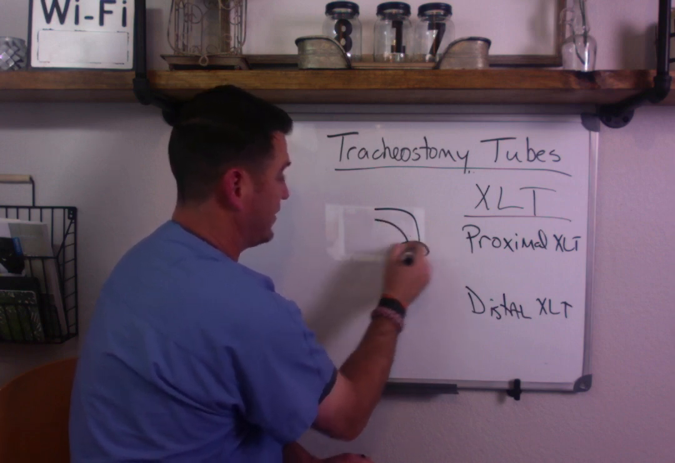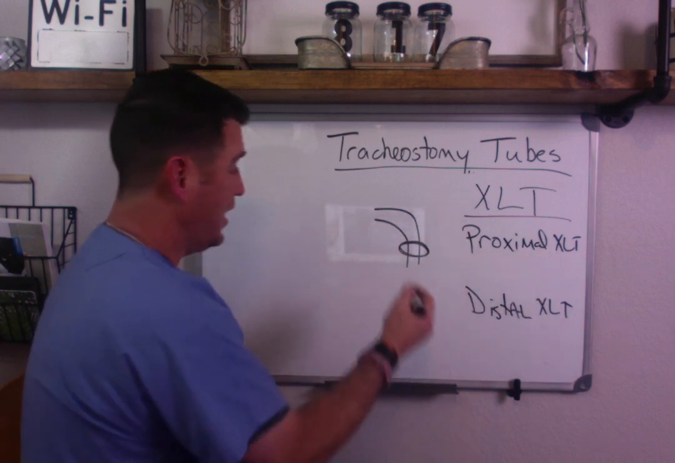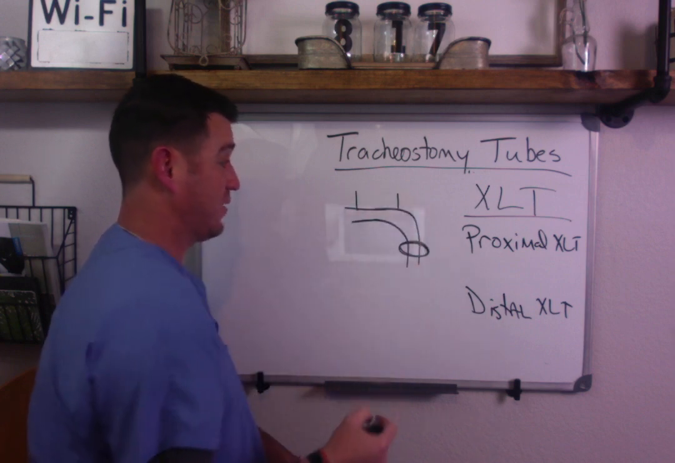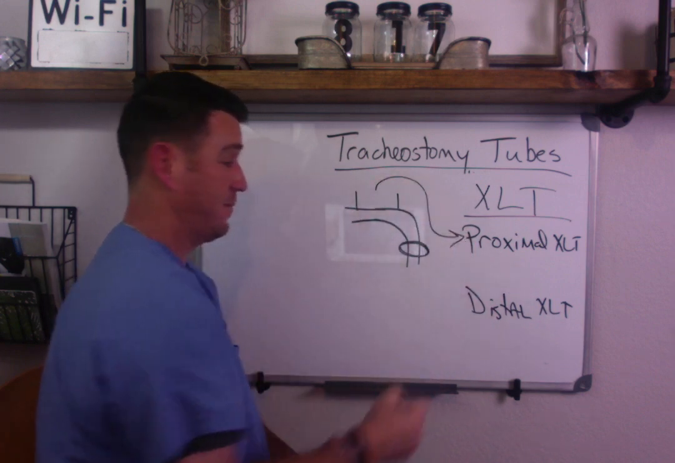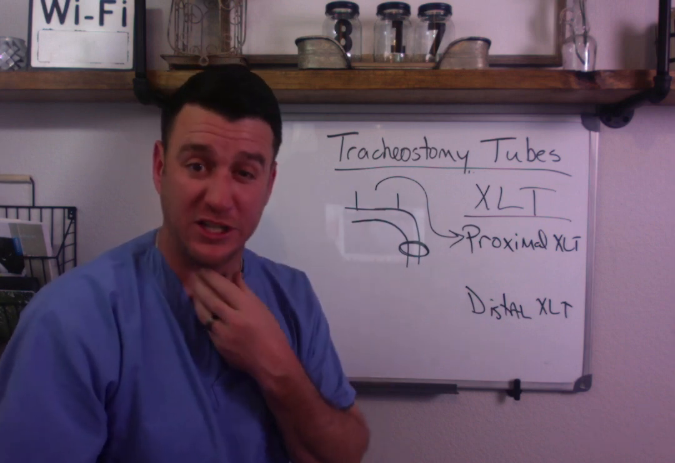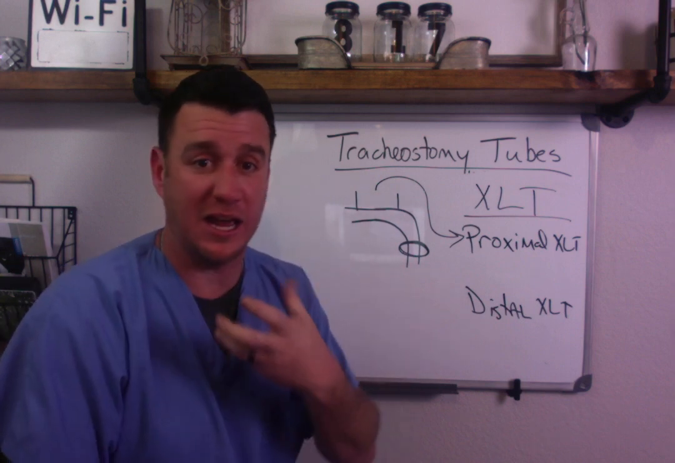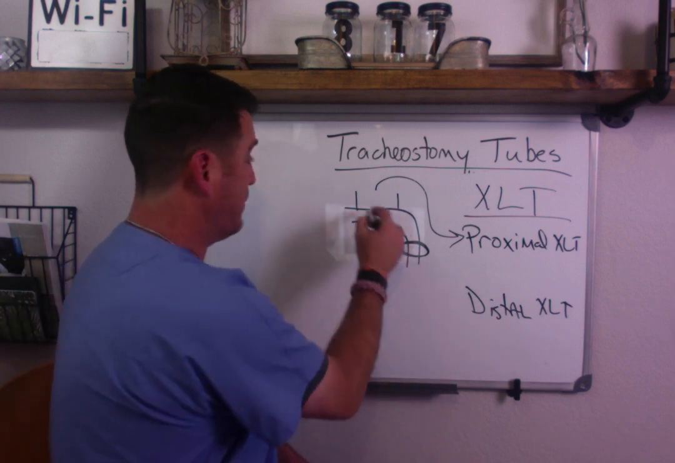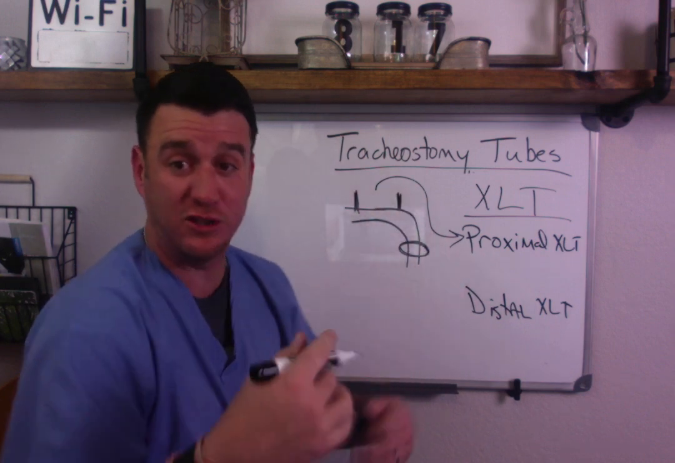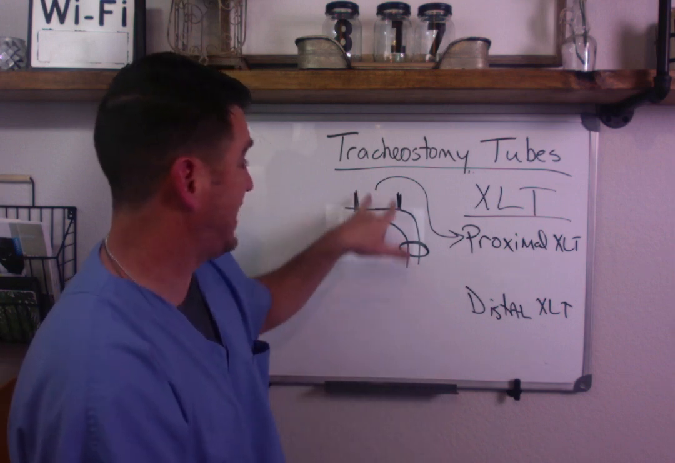When we say proximal XLT, we make this part longer. So it gets longer from here to here. This is proximal. This would be ideal for a patient with a lot of adipose tissue, or another way to say it would be a short, really fat neck. Okay, a lot of adipose tissue, and you need more distance from here to here to make your way into the trachea, because of all of this adipose tissue.